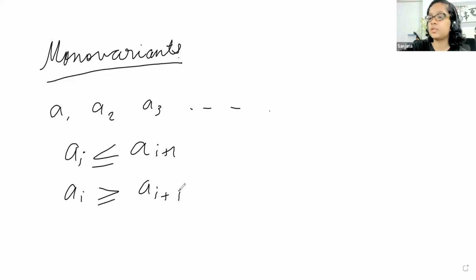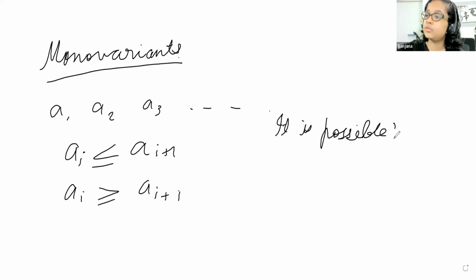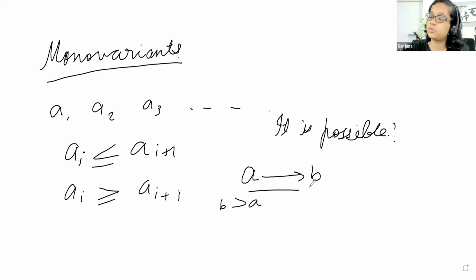A lot of problems ask whether it's possible to do something. For those kinds of problems, if the answer is no, then usually you use monovariants to prove that. If you're asked whether it's possible to get from A to B, and B is greater than A, but A is some monovariant that can only decrease, then you know it's not possible. There are many problems in which monovariants are applied in that way. So let's do one such problem.